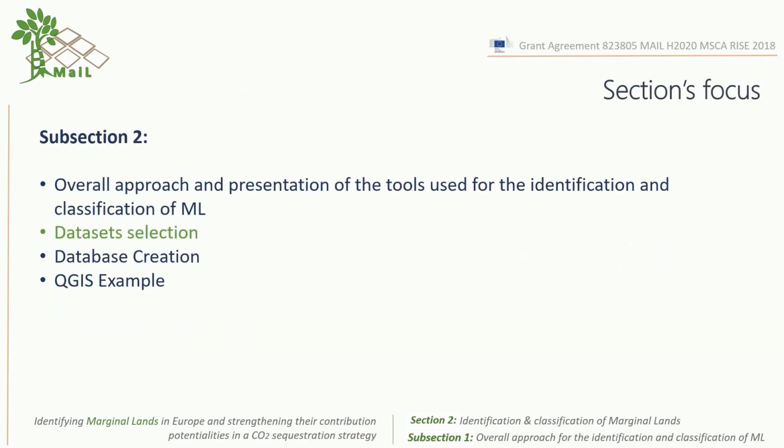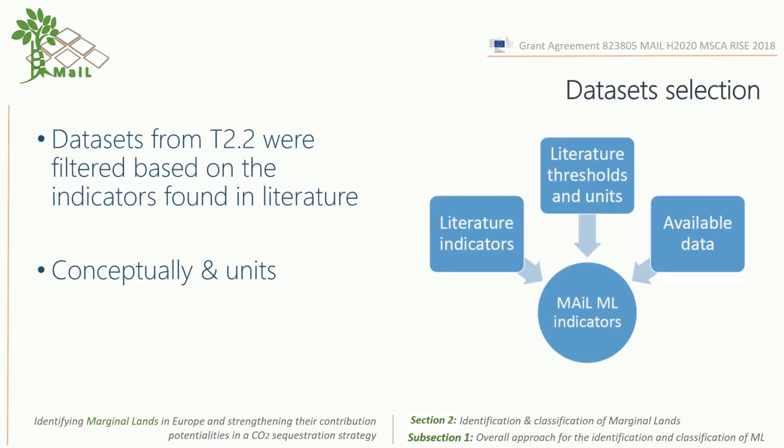In the following slides, we will see which were the datasets used in the MaiL project and how they were selected. The datasets collected in the MaiL Task 2.2 were filtered based on the marginality indicators and thresholds found in the literature review. The final datasets chosen were the ones which were closest conceptually to the marginality indicators and at the same time had the same units as the indicators from literature in order to be able to apply the same thresholds in the analysis conducted in the next steps.